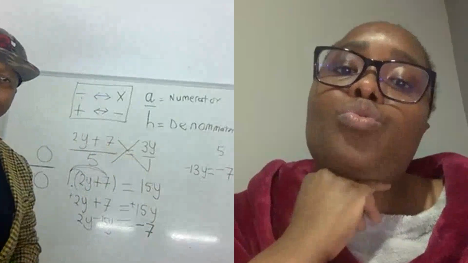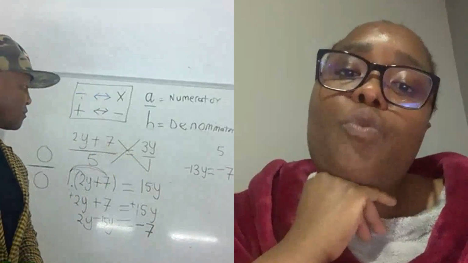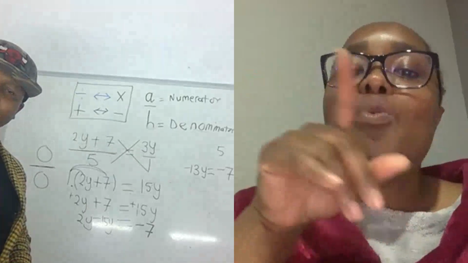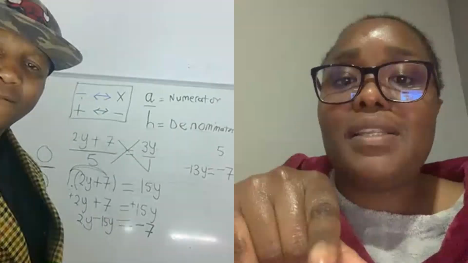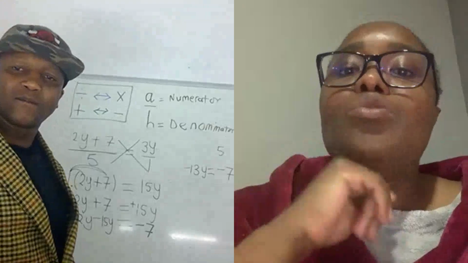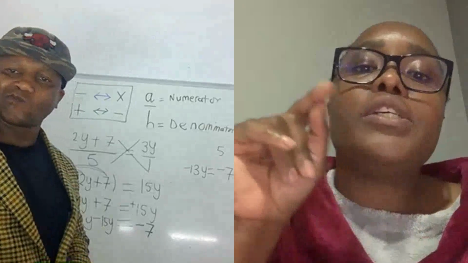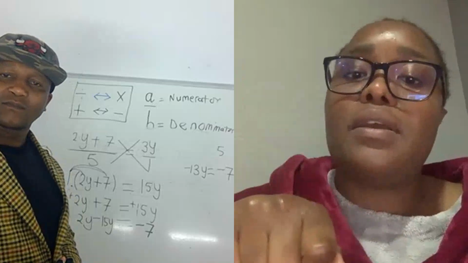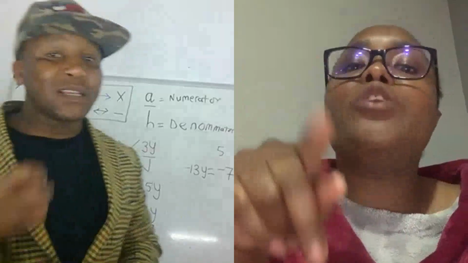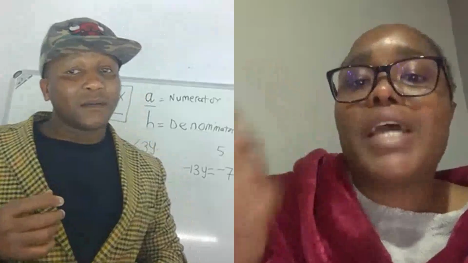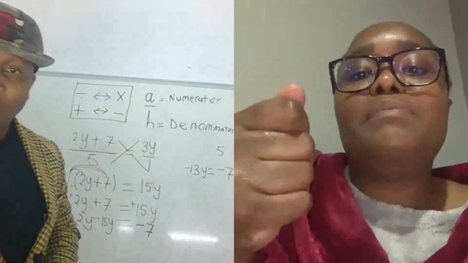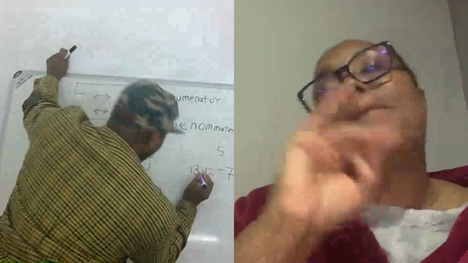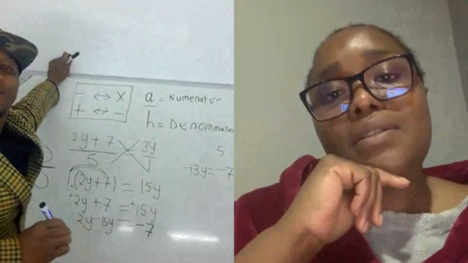So we need to get rid of the negative 13. We need to divide by negative 13 on both sides. Why do you divide? Because between 13 and y, we need to multiply, because it's a number and an alphabet. Yes, very good.